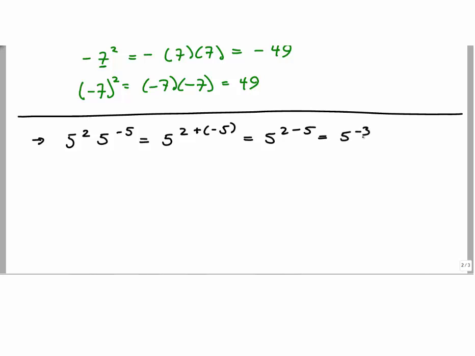Now, in math, we usually do not leave negative exponents. We always try to rewrite these. So this would be 1 over 5 to the third, and 5 to the third is something that we can figure out.